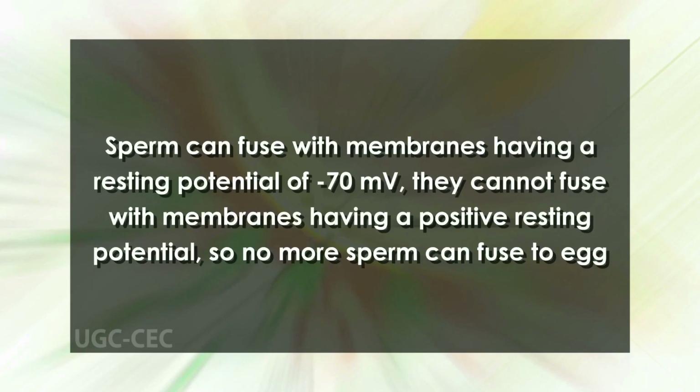Besides, there occurs efflux of potassium ions, which results in a change in the membrane potential of the sperm, hence it becomes more negative. This change in membrane potential may allow calcium and bicarbonate channels to open and permit calcium and bicarbonate ions into the sperm, leading to a shift in its membrane potential. Although sperm can fuse with membranes having a resting potential of -70 millivolts, they cannot fuse with membranes having a positive resting potential, so that no more sperm can fuse with the egg.